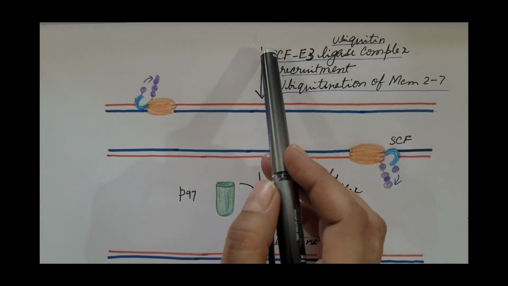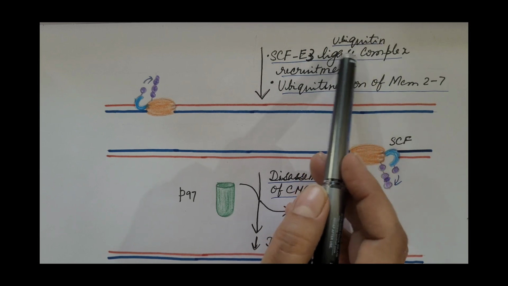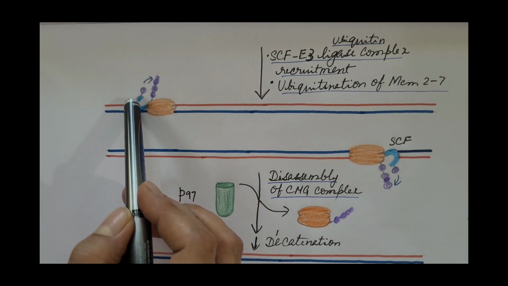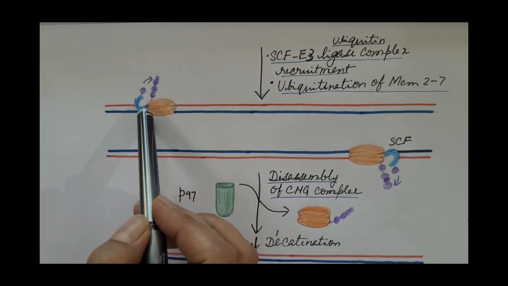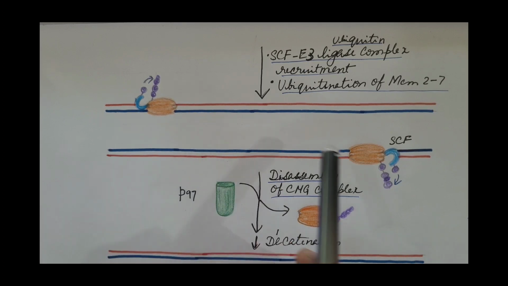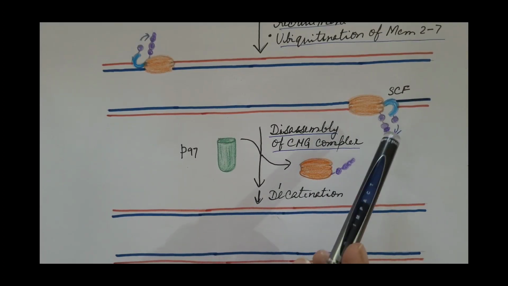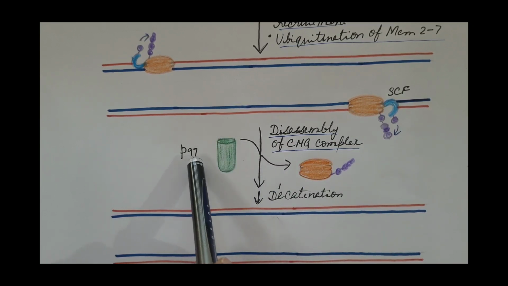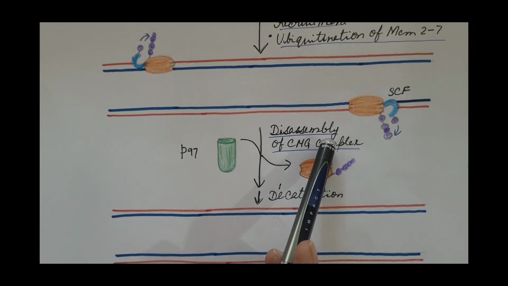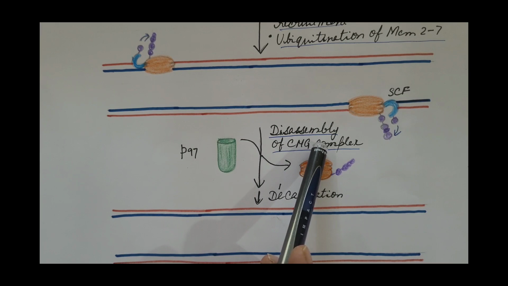Then recruitment of the SCF E3 ubiquitin ligase complex takes place. This is SCF. This causes the ubiquitination of MCM2-7 at the 7th protein. Now this ubiquitinated MCM2-7 is recognized by p97, valosin-containing protein, which is the segregase enzyme or segregase protein, and this causes the segregation or disassembly of the CMG complex along with its other cofactors and proteins.